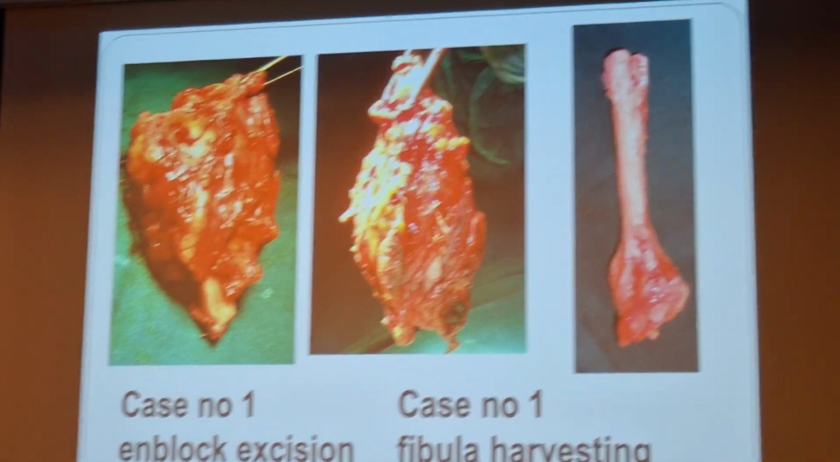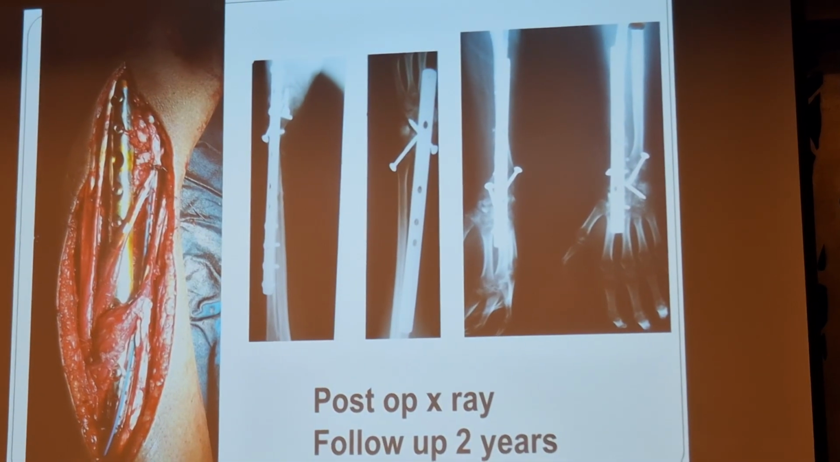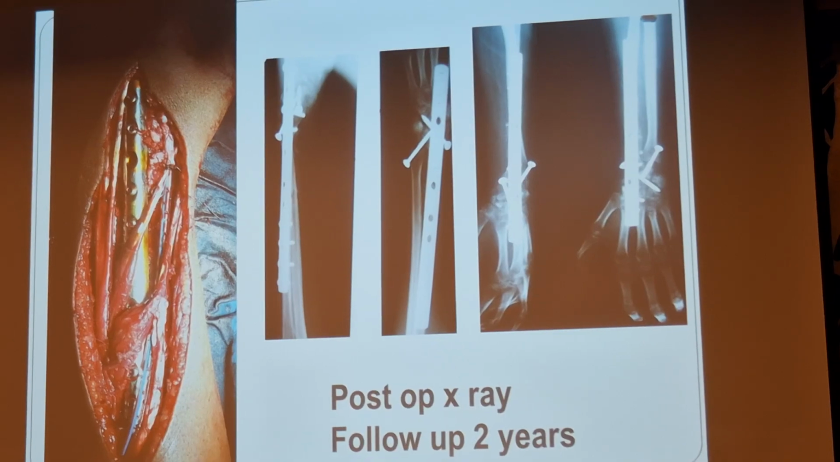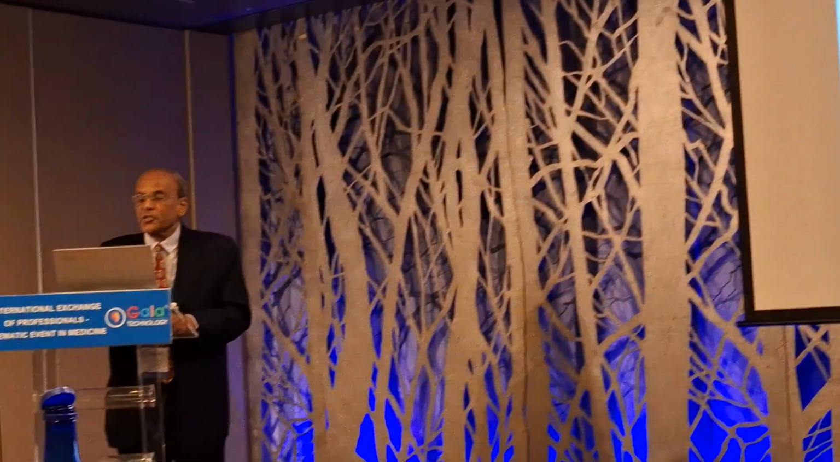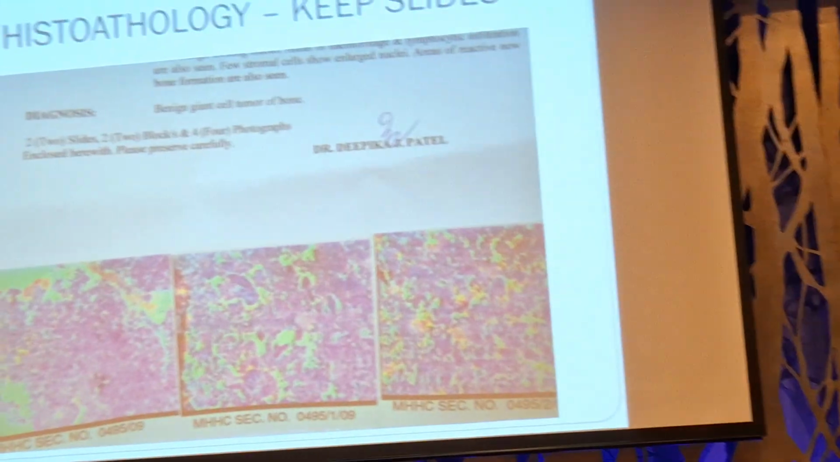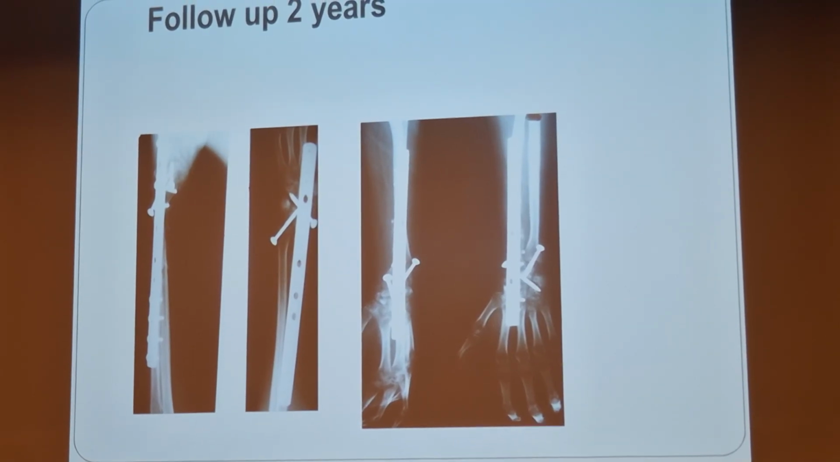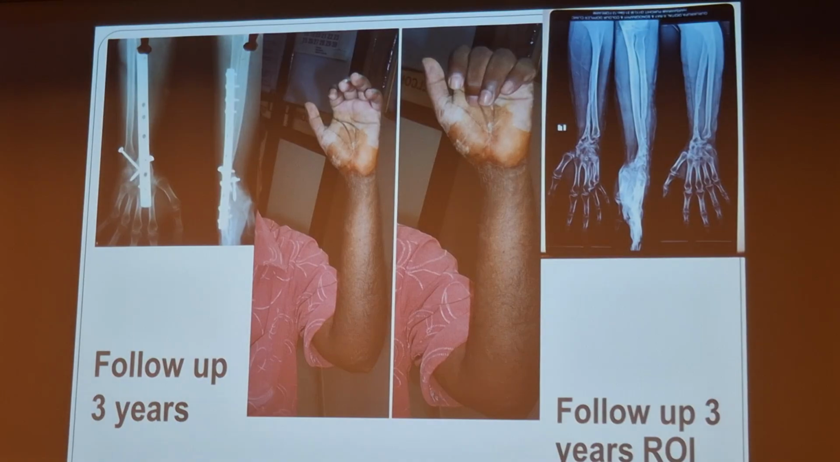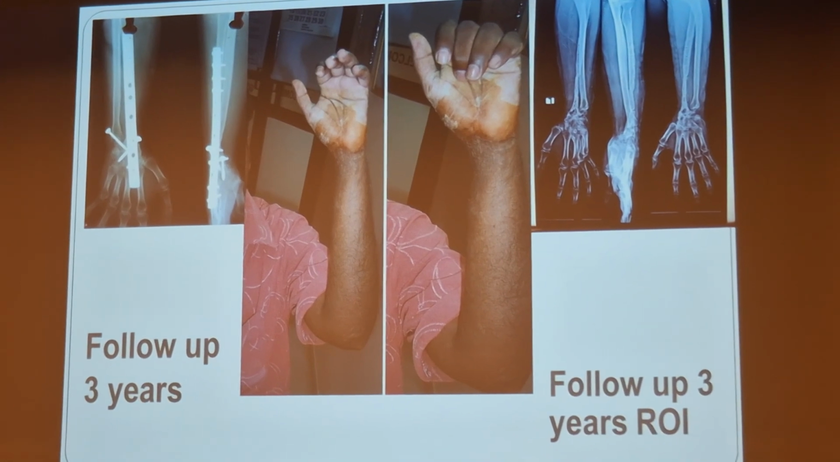This is the peroperative photograph of the excision, fibular harvesting, and the plating. At that time, we were using a semi-tubular plate. Nowadays, compression LCP platings are being used. This was a case of fusion, follow-up at 2 years. These were the histological slides confirming the diagnosis. At 2 years follow-up, the fusion was united. And this was at the end of 3 years, when the implant was removed.